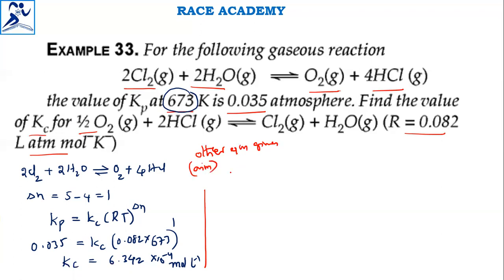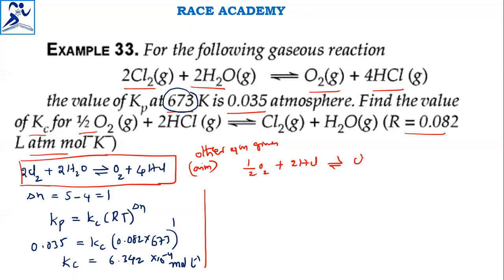is different from the first equation given to us, that is 2Cl2 plus 2H2O gives rise to O2 plus 4HCl. So this equation and the aim equation is different. The aim equation is half O2 plus 2HCl in equilibrium with Cl2 plus H2. All are in gaseous phase only.